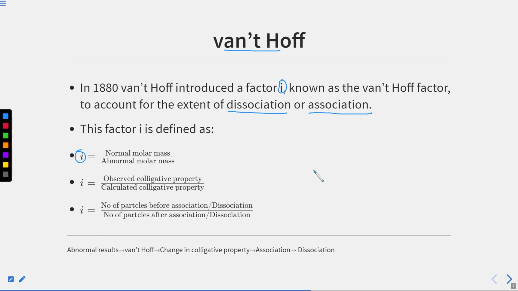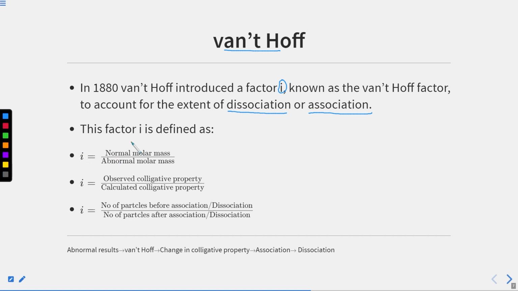What do we mean by extent here? We have seen that a weak electrolyte dissociates only to a small percentage, because of its covalent nature. So i is associated with that extent, whether the extent of dissociation or of association. Now it has different definitions, and all of these are true.